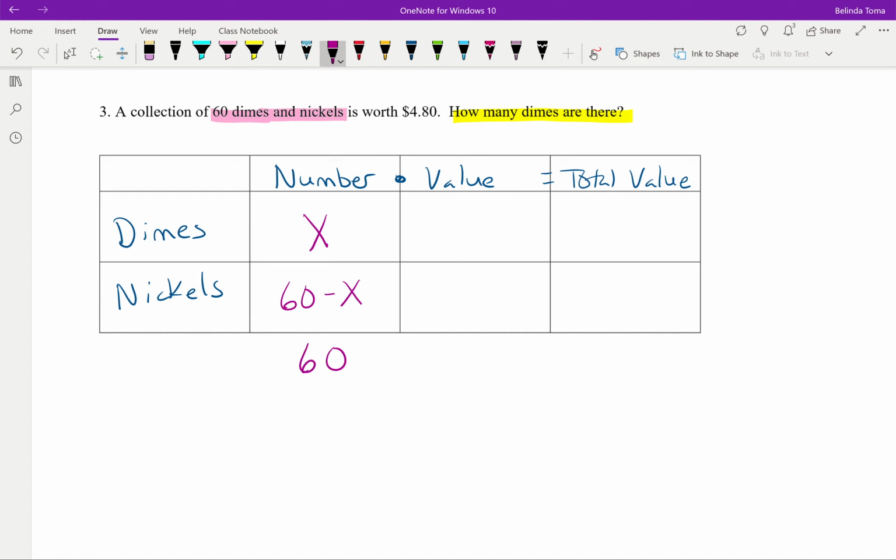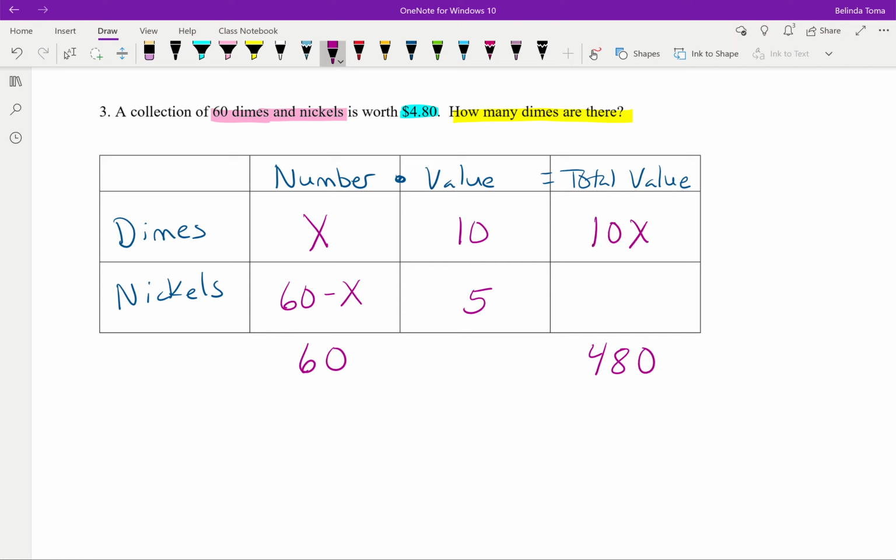Now, here's where it's going to be a little bit different. We know that the collection is worth $4.80, but rather than using decimals, which most of us don't like, what I'm going to do is think in terms of a dime is 10 cents, a nickel is 5 cents, and so $4.80 is 480 cents. So in other words, if I don't use decimals in my charts, I wouldn't want to use decimals for my total value. This just prevents me from having to clear the decimals in my equation.